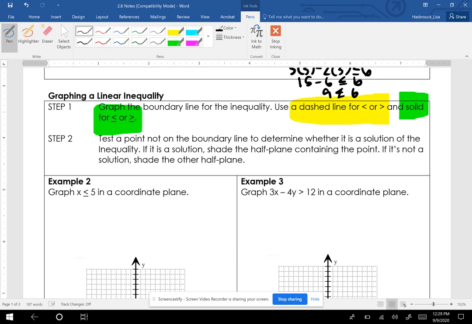We also have to shade for these when we graph them. So to figure out which side of your line you're going to shade on, you'll pick a test point that's not on the line you just drew. You're going to plug it in to see if it's a solution to the inequality. If it is a solution, then you shade on that side of the line. If it's not a solution, shade on the other side of the line.